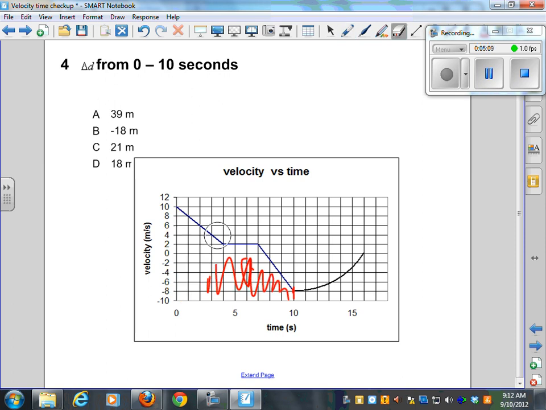It's only the area between the graph and the zero axis, right? 100. Okay? So what we're talking about is this bit right here, which we've already figured out to be, what did we say?